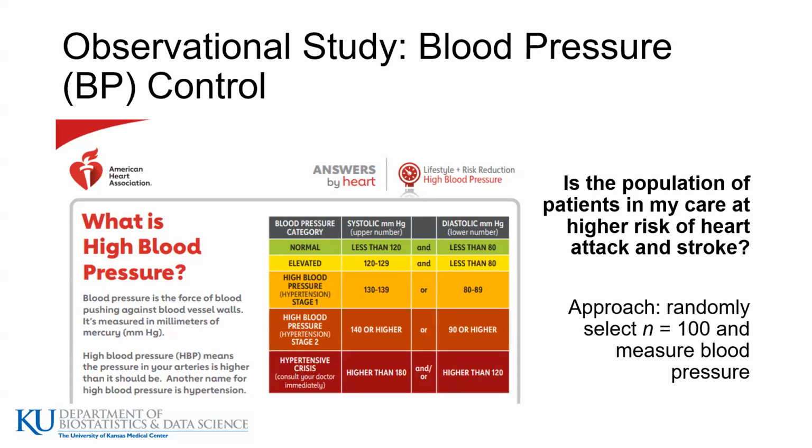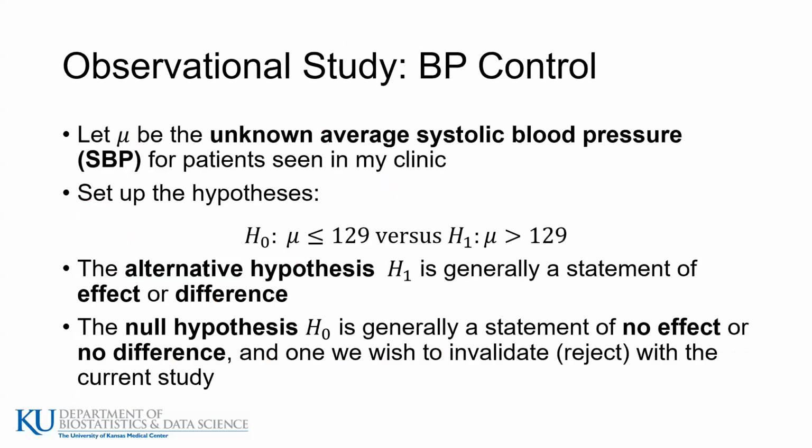So what would be a testable hypothesis in this scenario? So our outcome of interest is the average systolic blood pressure in our population, but this is an unknown quantity. So our question is about this unknown average. So we want to draw a conclusion based on some unknown value. So the null hypothesis generally is a statement of no effect. So in our case, the null hypothesis would be that our population of patients on average is not hypertensive.